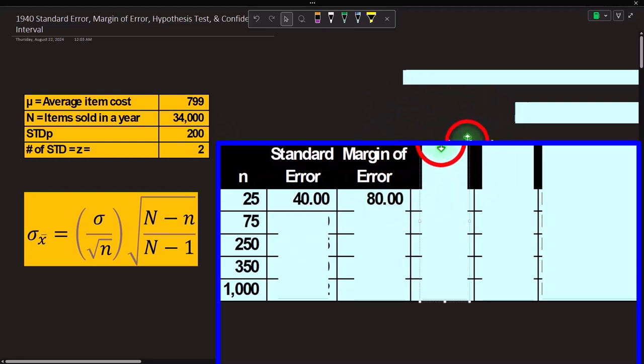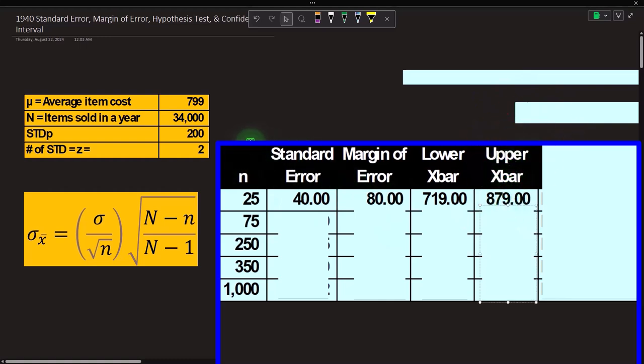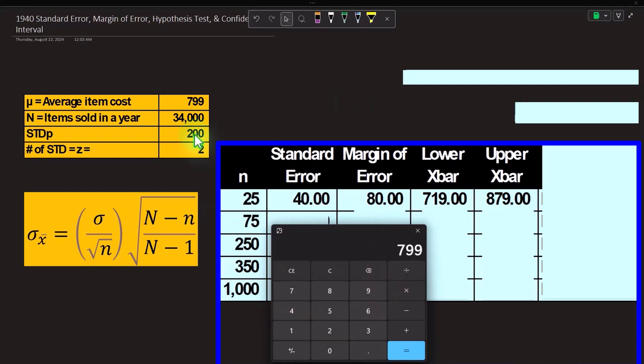Now, if we took the margin of error, that's just going to be two standard deviations away. So 40 times 2 is going to be 80. Then we can imagine what our range is going to be: the middle point plus the 80. The middle point is 799, so 799 plus 80 is the upper bit. The lower bit is 799, which is mu up here, the average, the middle point you're imagining on the bell curve, minus 80. Two standard deviations away is 80, because one standard error is 40. So that would be our range.